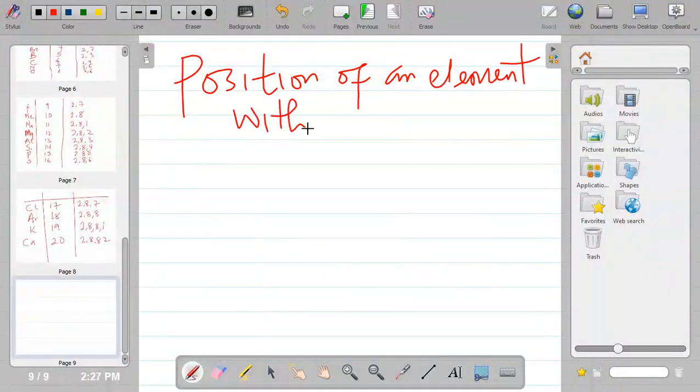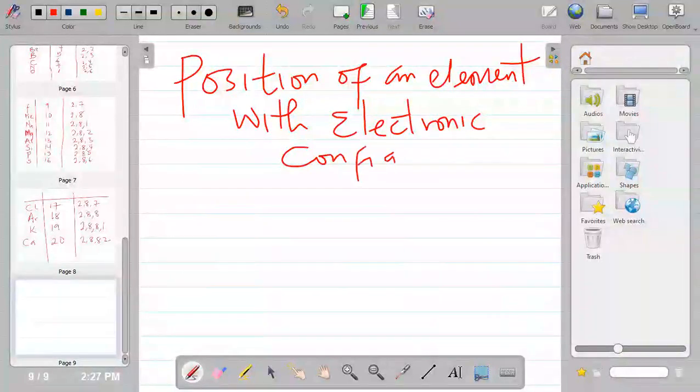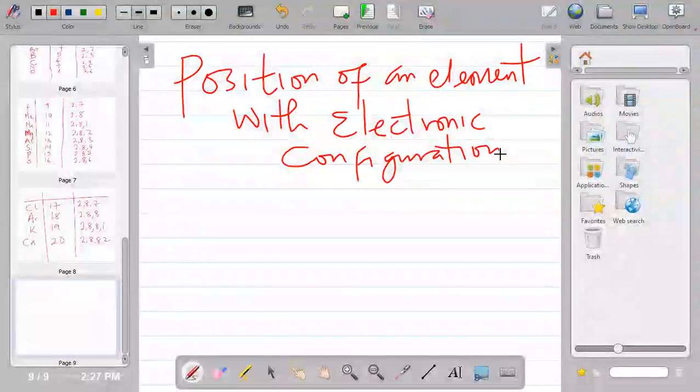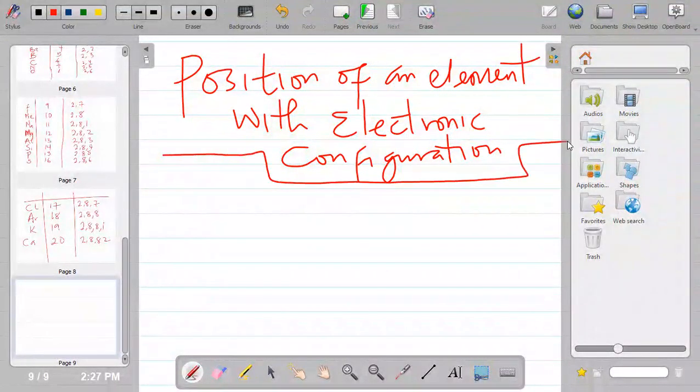with electronic configuration. So for this, we should understand that the number of notations in the electronic configuration will show the number of shells of electrons the atom has, showing the period. The last notation shows the number of outer electrons the atom has, showing the group.